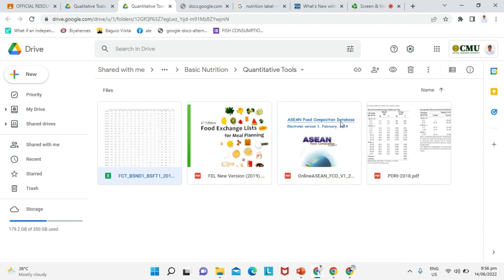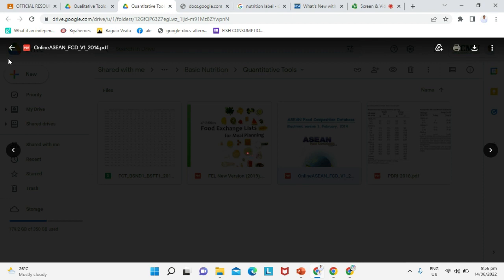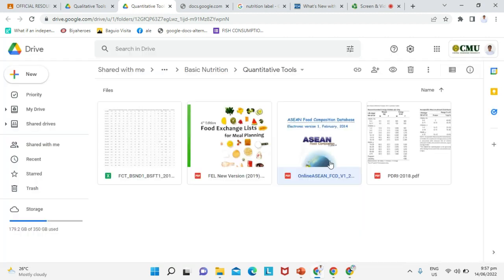Aside from the Philippine FCT, naa tay FCT nga ASEAN, that means this can be used anywhere in the ASEAN region. So pwede na gamitin sa Thailand, other than the Philippines, pwede siya gamitin sa Indonesia, kay naay mga food items nga nakabutang diri from different countries of the ASEAN. Okay? So you can also download this one. Okay? Dili lang siya ma-open karon.